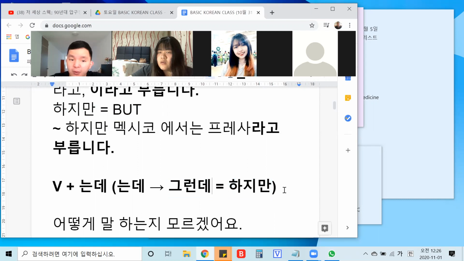Using it is a little bit different, but don't worry, 90% it's the same style. If I can tell you the 10% difference, it's how you're using it. Normally 그런데 has something like an opposite meaning, but it doesn't matter whether a positive or negative sentence comes. But especially when you're using 하지만, it's better to start from a negative sentence and 하지만 and finish with a positive sentence. Let me give an example of each.